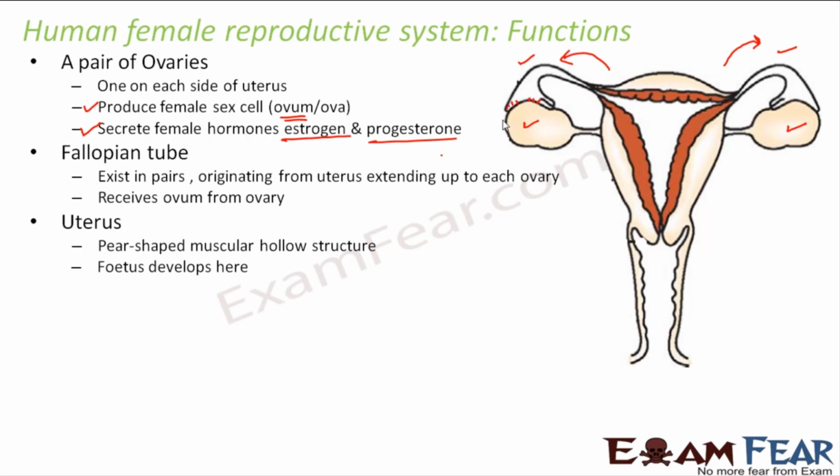Now you would have seen that sometimes we use different names. Sometimes we use the word zygote, sometimes we use the word embryo, sometimes we use the word fetus. So what are the differences between all of them?